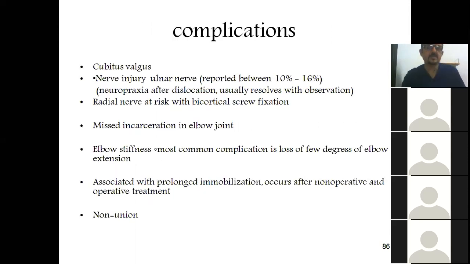So, complications regarding the medial epicondyle: cubitus valgus can occur, and ulnar nerve injury can occur. The radial nerve can be at risk because of bicortical screw fixation. The fragment can be incarcerated inside the elbow joint, causing elbow stiffness by itself, and prolonged immobilization and non-union.